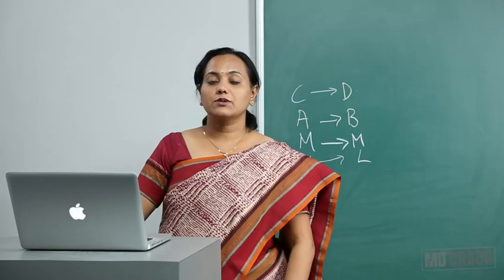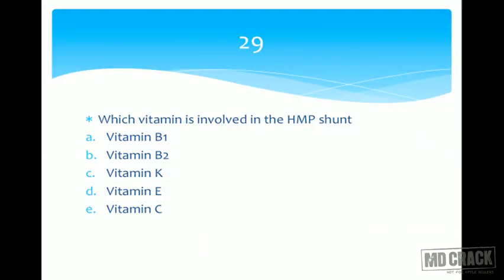So let us look at the next question. Which vitamin is involved in the HMP shunt? B1, B2, K, E, C. Which did you think? Vitamin B1. Which enzyme? Transketolase.